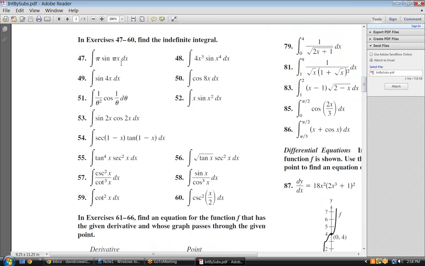Notice 47 is a variation of the integral of sine of 4x. That's all it is, which was minus cosine of 4x divided by 4. Well, the pi is a constant. I can take it out immediately. So I'm really taking the integral of the sine of pi x. That's going to be the minus cosine of pi x divided by pi.